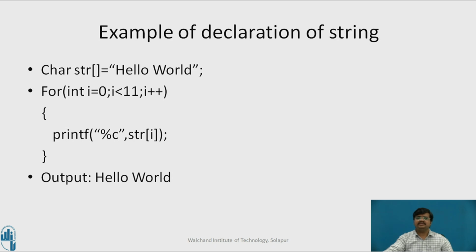Next concept is how we can declare a string. Here is an example of declaration of a string. Consider we have a character array called str, and we are not defining any size here, and we are defining it as hello world. After that we are going to traverse it by using the for loop concept that we have seen previously. So this is the declaration and initialization of a string, and how you can traverse the string using a for loop.